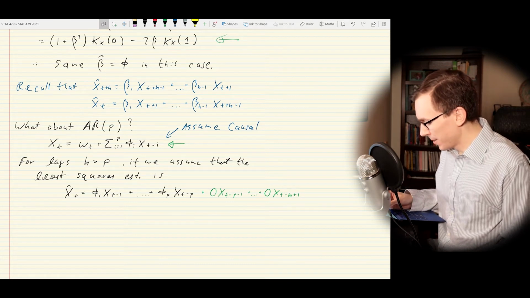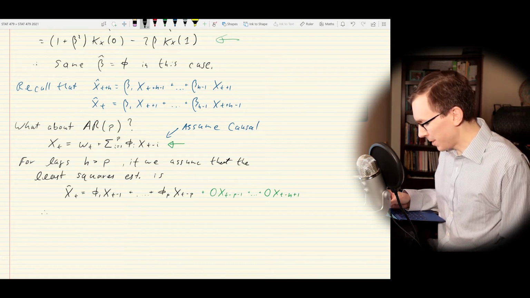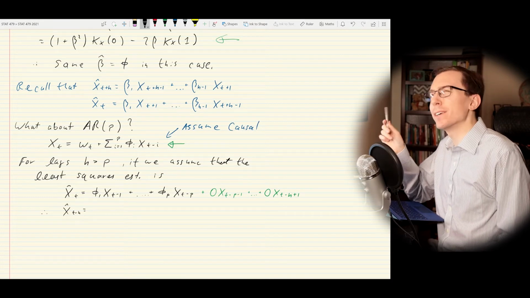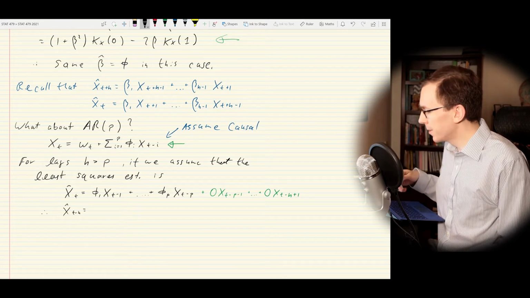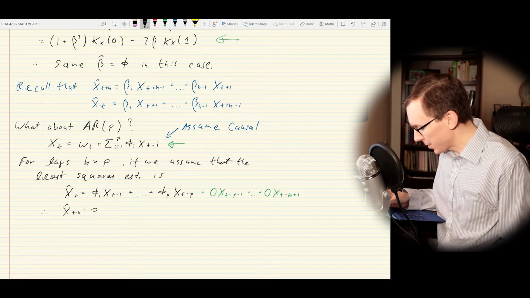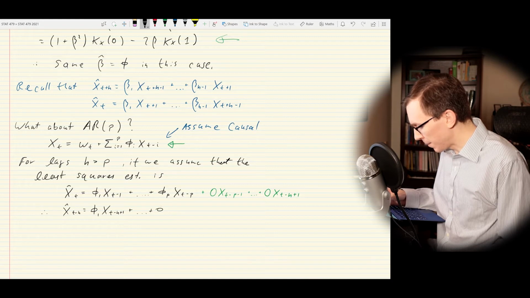And therefore, by symmetry, we would have that at t minus h. I guess I'm doing it backwards now. Before I was doing, no, this is about the same. We're good. We would have the exact same coefficients, but we would be going forward in time. So we would have x_{t-h+1}, phi_1, all the way up to phi_p.